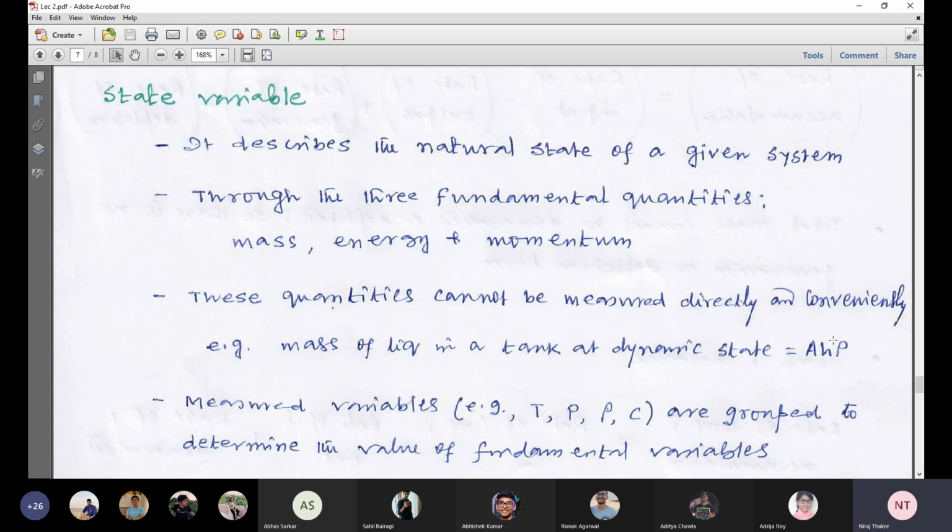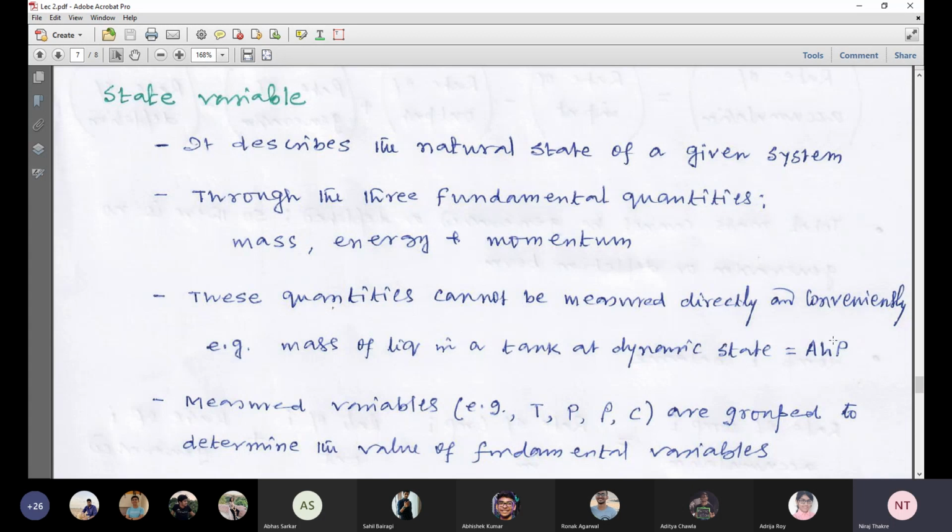I repeat, for calculating the mass, we need to know cross-sectional area A, liquid height H, and density rho. Among these three, area A and density rho are constant quantities. The only variable involved here is the liquid height H. So this height is the state variable, which is used to characterize the mass.